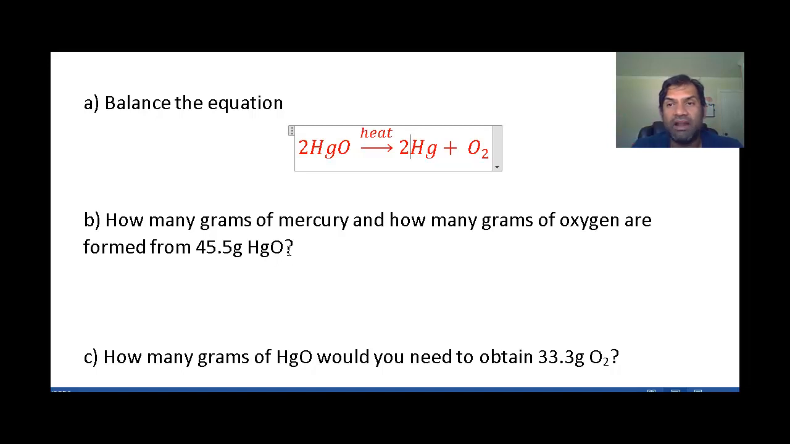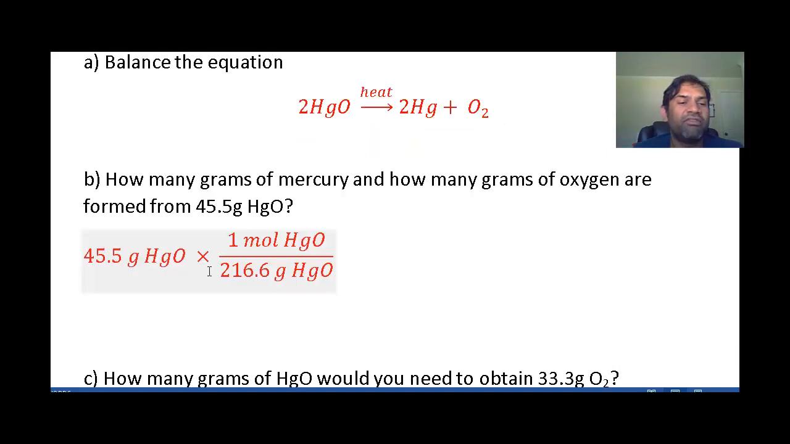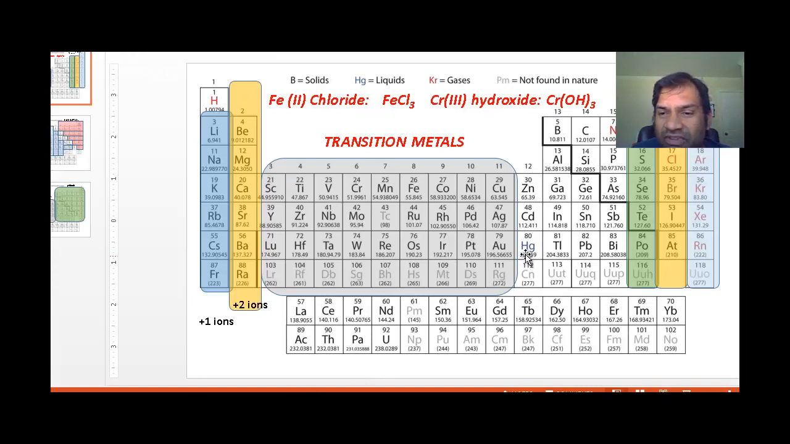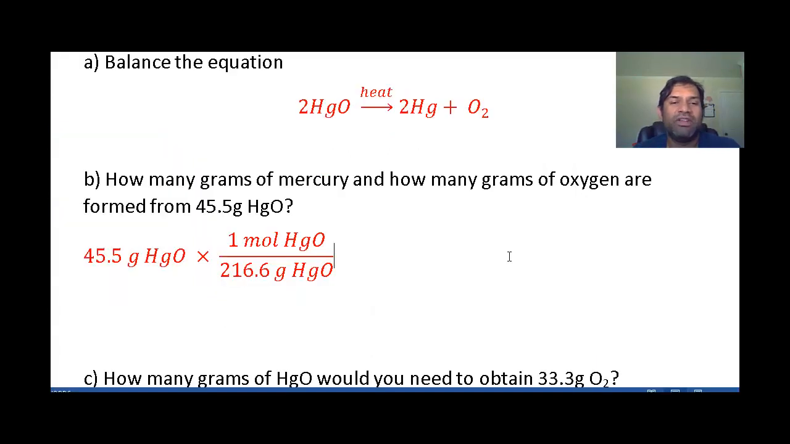Again, we can utilize the balanced chemical equation to determine how many grams of these two products will be made. This is, again, another definition of the mole. The coefficients of the balanced chemical equation can give you a definition of the mole. So always start with what you're given, 45.5 grams of HgO, and let's go ahead and convert it to moles. 1 mole of HgO has about 216.6 grams of HgO. I'm getting that by adding the weights of Hg, which is 200.59, and oxygen, about 16.01. Adding those together, I'm getting 216.6.